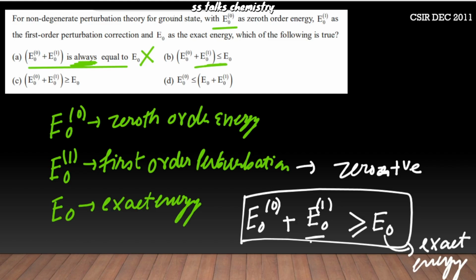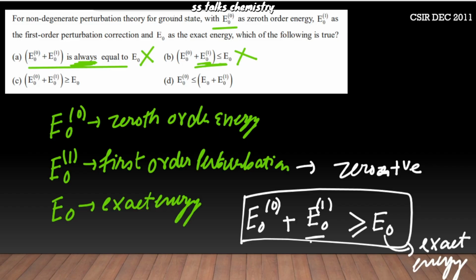Next, this says it is less than the exact value, it is more. That would have been possible if this value were negative, and a negative value for the first order perturbation is not possible. For the second order perturbation, a negative value is possible. So for the first order, this becomes incorrect, right?